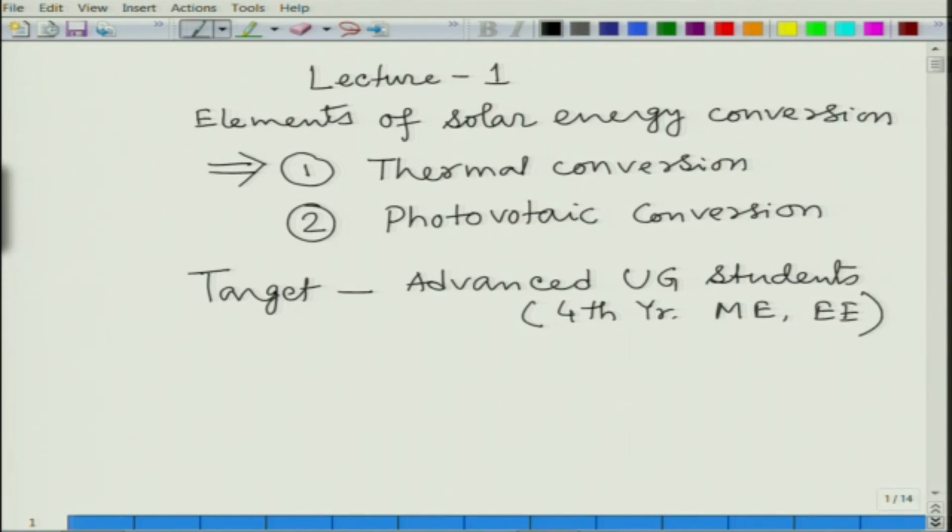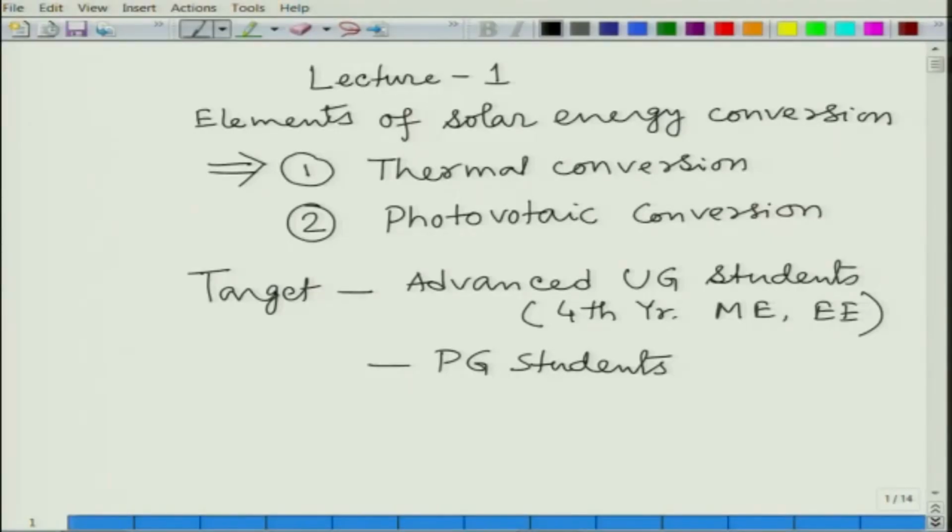Another group is the PG students, that means either master's degree or PhD students who would like to pursue their research in the field of solar energy conversion. So, this will be an introductory course for them, and for advanced UG students, the background that they have from the first 2-3 years of their engineering courses will be used heavily in this course. Okay. So, those are the target audience.